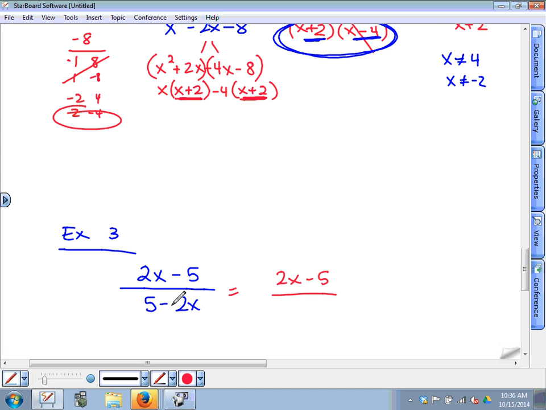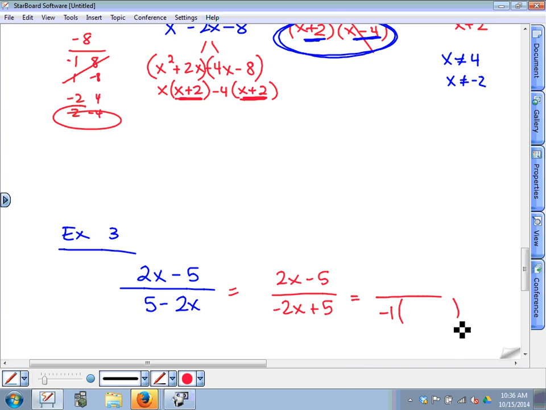Rewrite the denominator as this. Have I changed anything yet? All I did is switch the terms around. Now I want you to look at that. You guys are smart enough, I'm sure some of you can figure this out. Did you guys hear that? That's all it is.